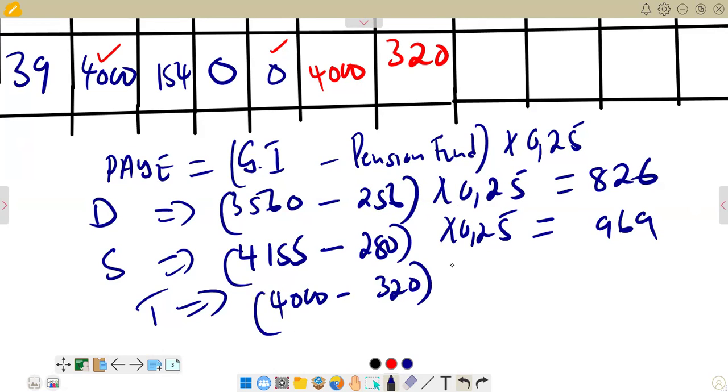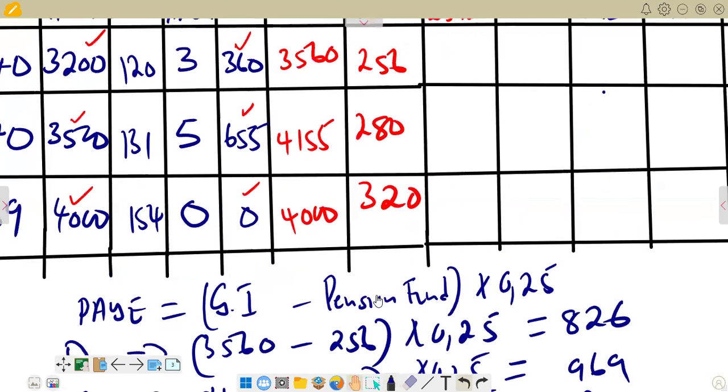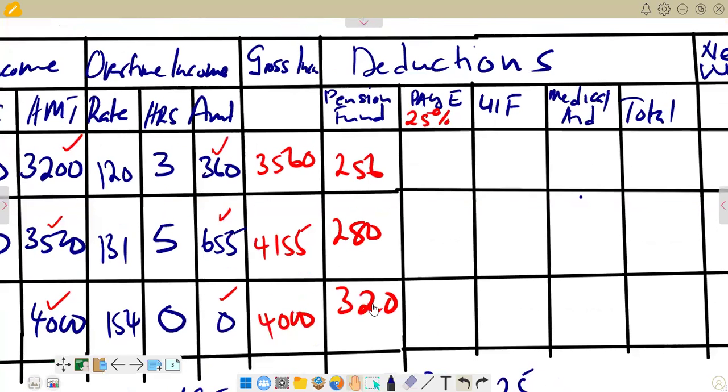Then the other that we get, we multiply by 0.25. So let's try to multiply that one. We get 920. Sorry, 920. So these are the figures that we're going to put on the pay as you earn column. So we come here. We are now saying for pay as you earn.